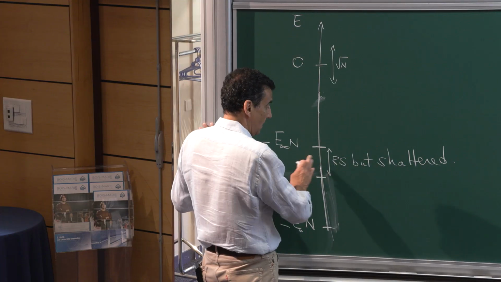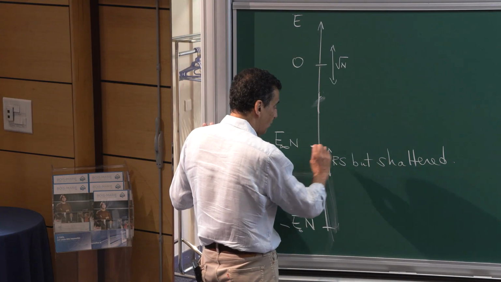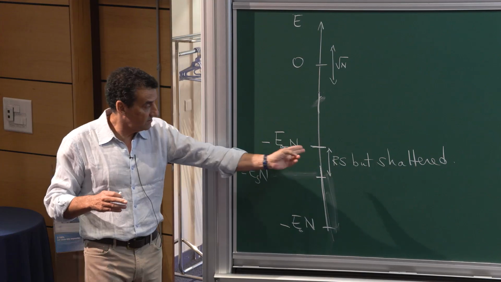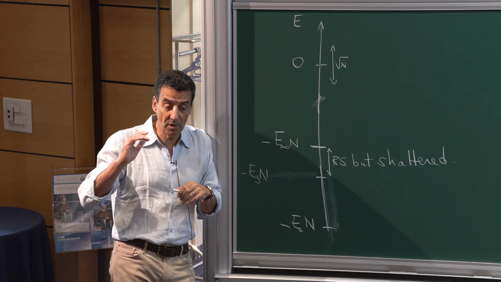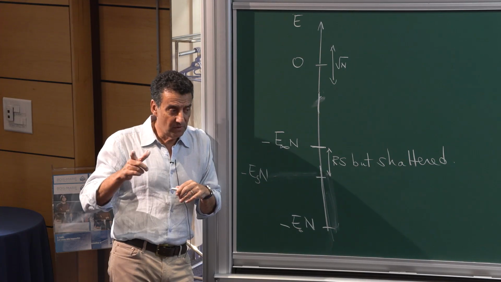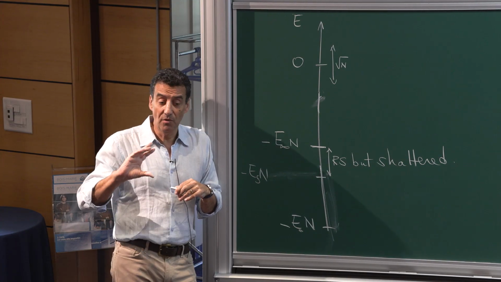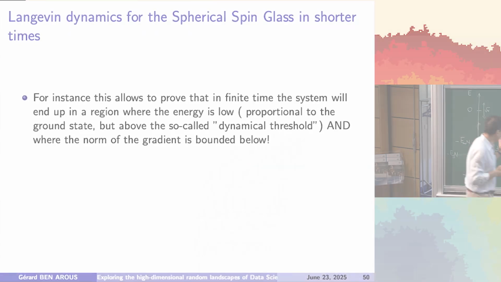And so this thing here corresponded both to this shattered phase and to the dynamical transition, as I mentioned, which was the place where the thermalization time would diverge. So that was what we learned last time.